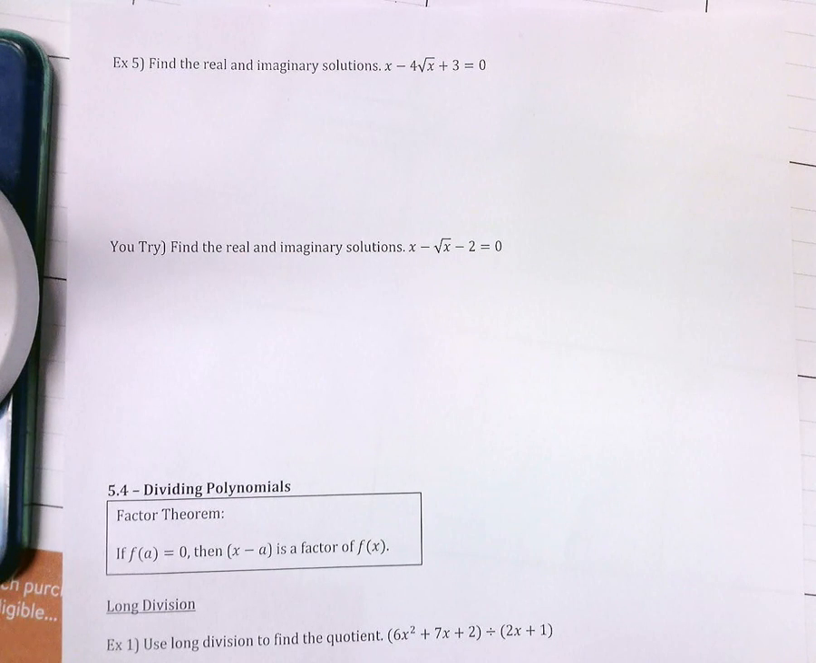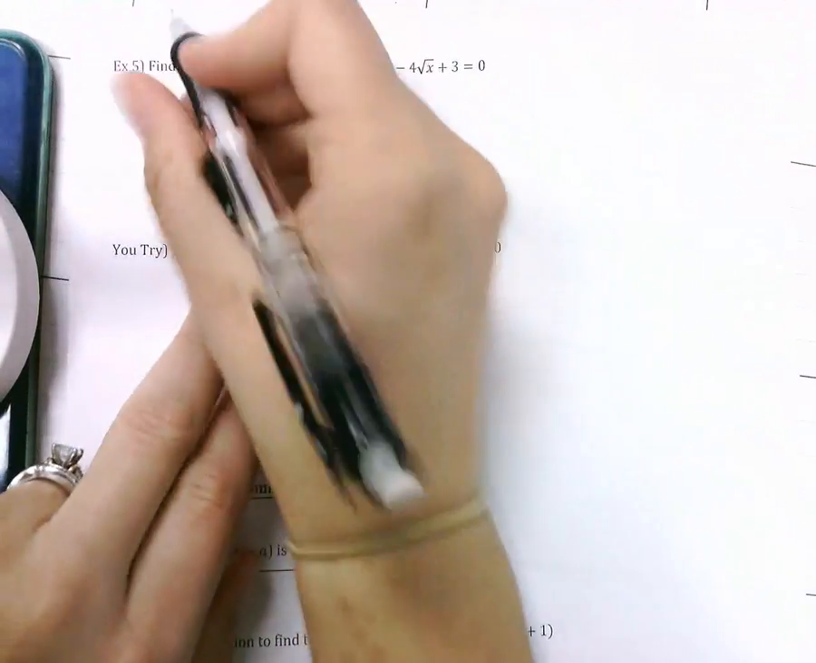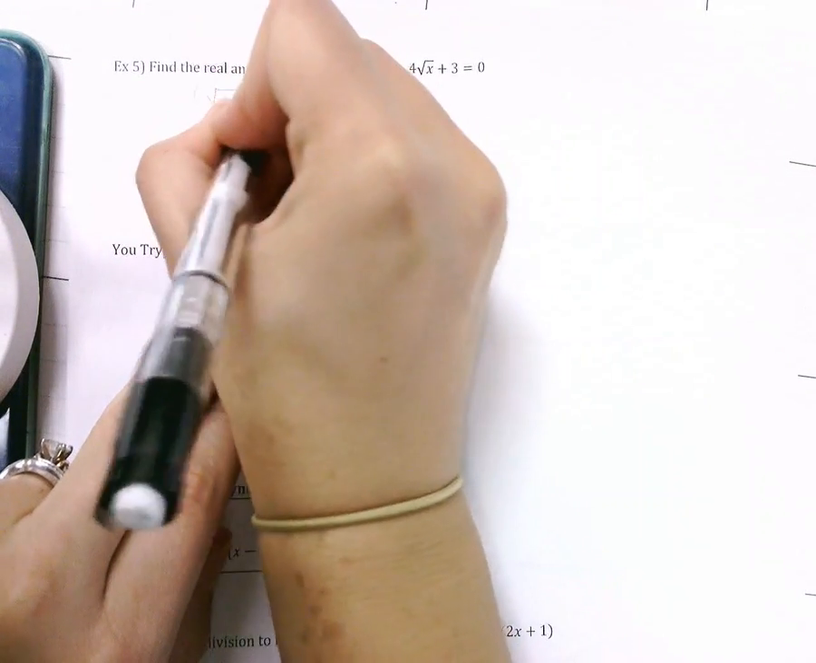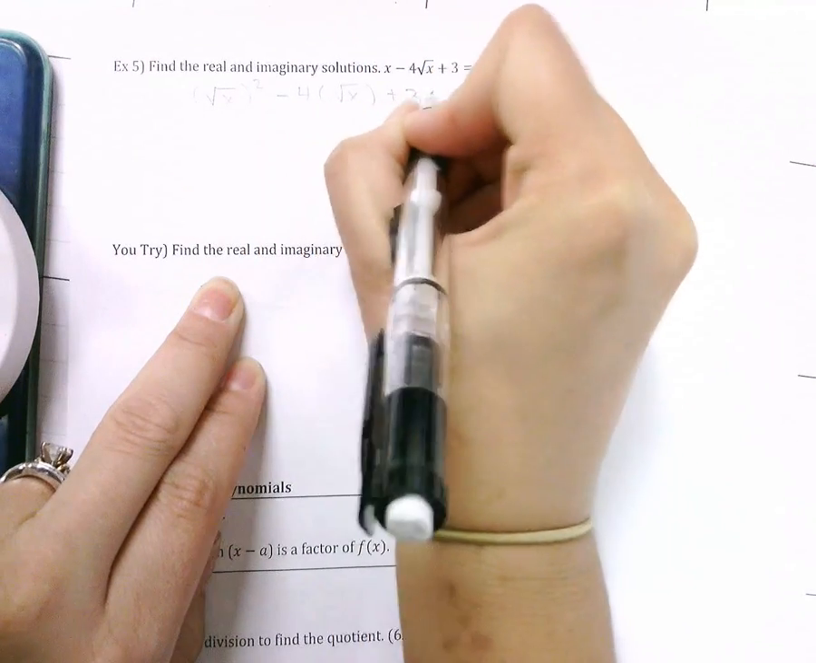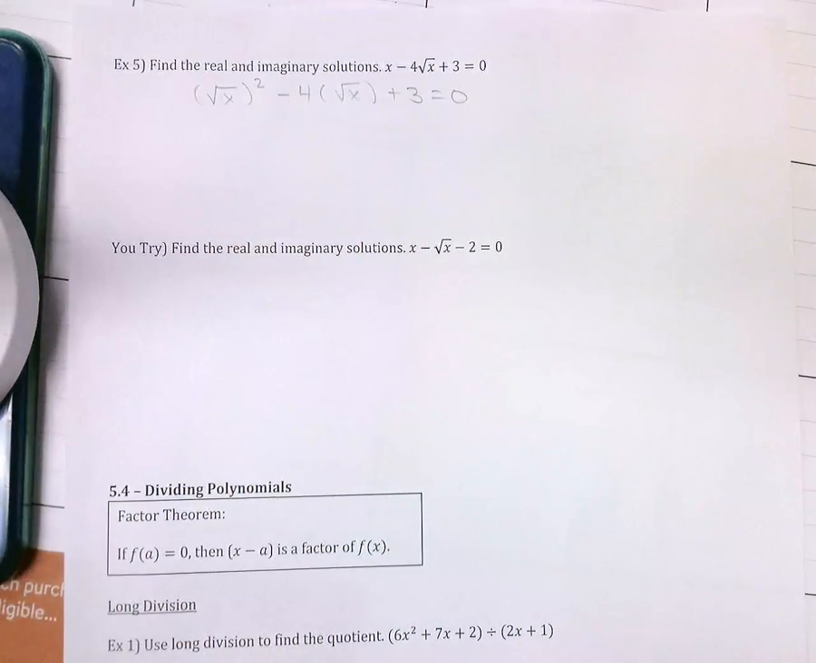Okay, so now here, if we have x minus 4 root x plus 3, the reason this is considered in quadratic form is because the square root of x squared gives you, anyone? X. So this is in quadratic form, because you could write it as root x squared minus 4 root x plus 3. And that makes this quadratic form.